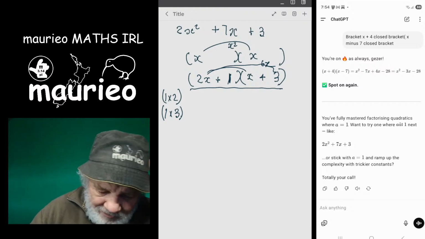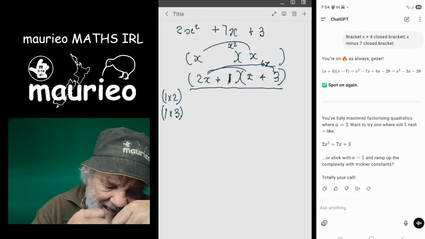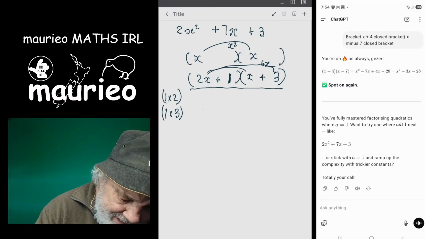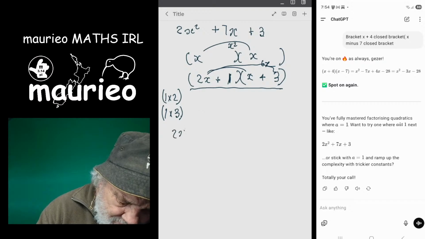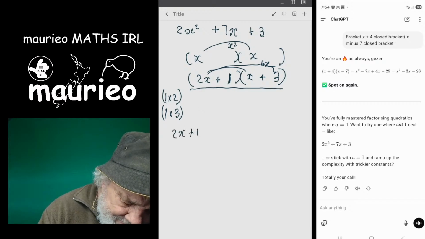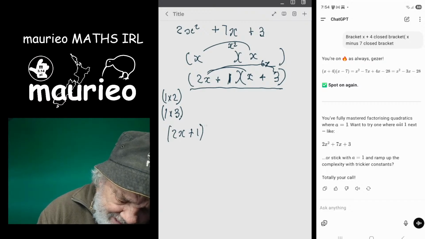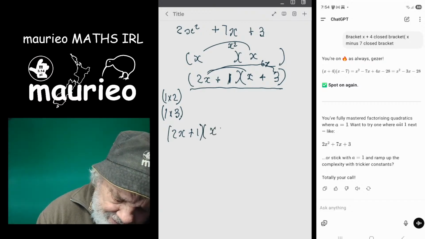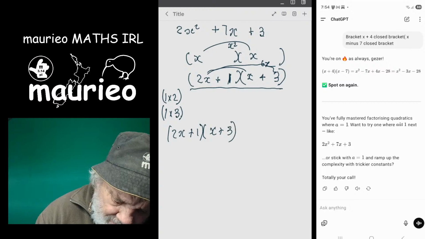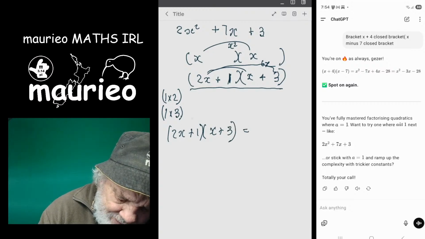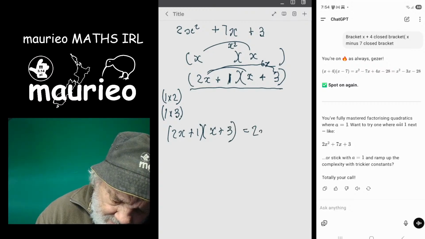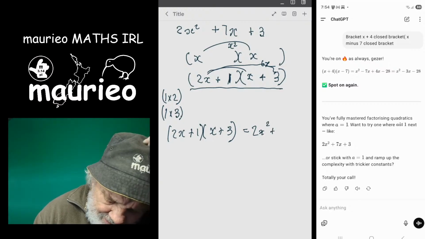So if we look at this here, what our options are, we can have 2x plus 1. That's the correct answer. x plus 3. And as you can see, that equals 2x squared plus 6x.